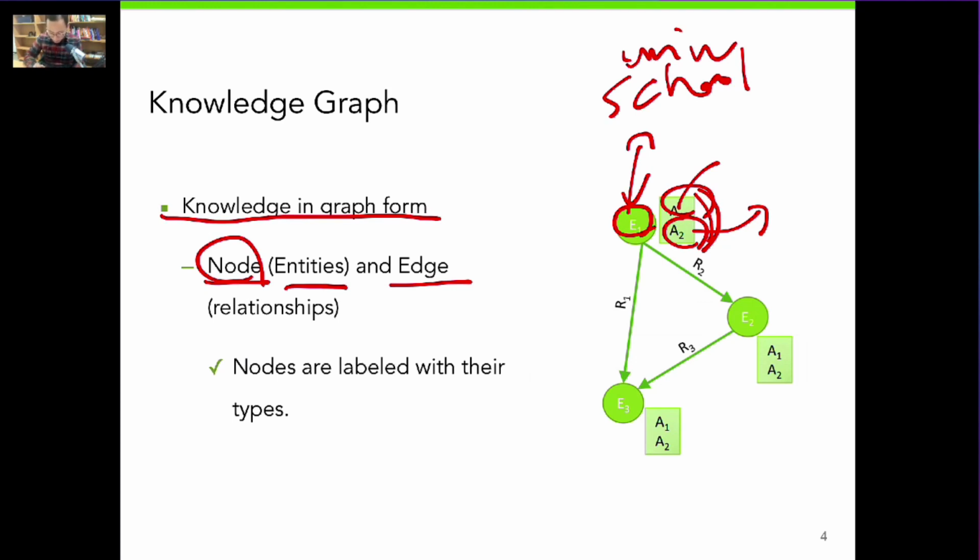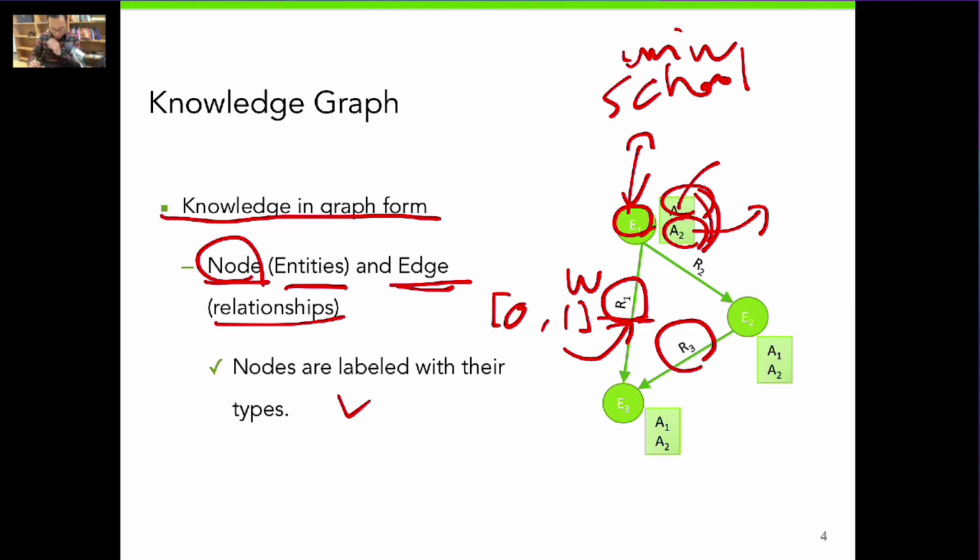Individual nodes are associated with edges. Edges have specific relationships, and the nodes are labeled with their types. I explained this, so this is the formalization of the knowledge graph. You may see a more enriched knowledge graph in your paper. Sometimes it may have a weight for the relationship, maybe normalized between 0 and 1. This represents the strength or significance of the relationship, and the relationship may have some type information. There are many different variations, but basically they are formalized on top of this sort of notation.